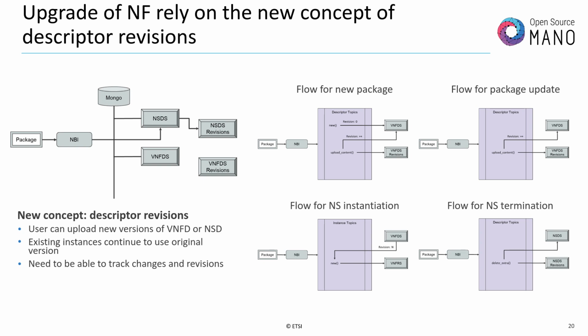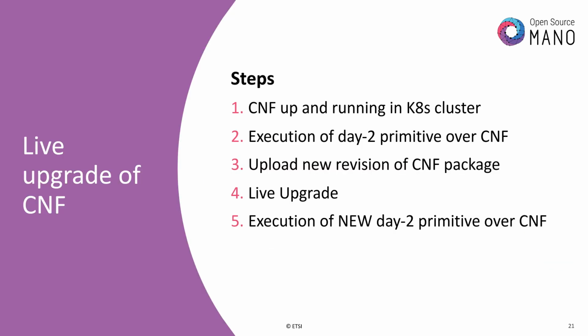So now let's understand this much better through a use case, because all this is hidden from the end user, but it's happening behind the scenes. So I'm going to illustrate now with a demo the live upgrade of a CNF. As I was mentioning before, the CNF is a network function that is containerized. We will instantiate a network service using that network function in a cluster. And we will see it up and running, and we will execute a day 2 primitive over that CNF.